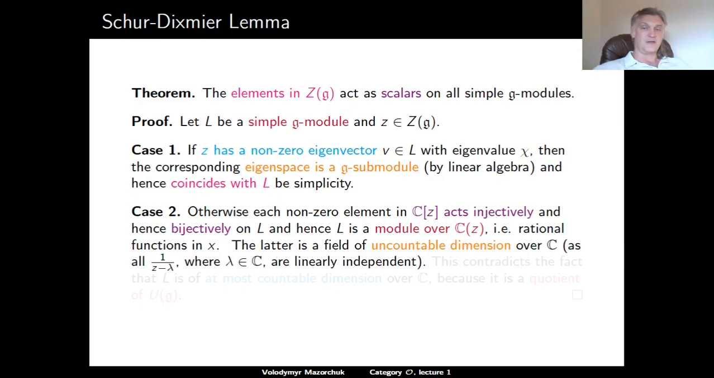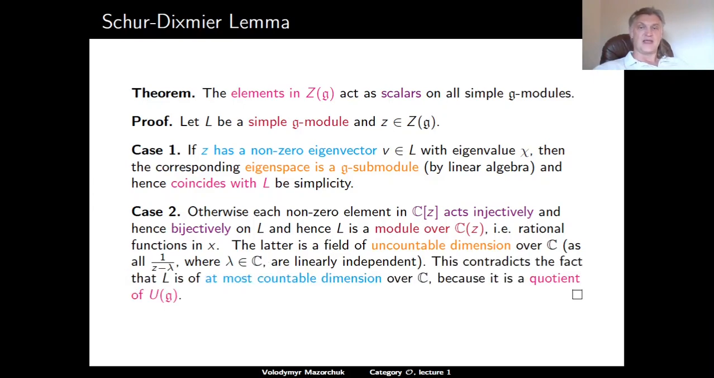However, the field of rational functions in Z has uncountable dimension over the complex numbers. This is simply because the rational functions 1 divided by Z minus lambda, where lambda is a complex number, are linearly independent, and the set of complex numbers is uncountable. At the same time, each simple G module must have countable dimension because it is a quotient of the universal enveloping algebra, which has countable dimension over C. So this contradiction proves our theorem.